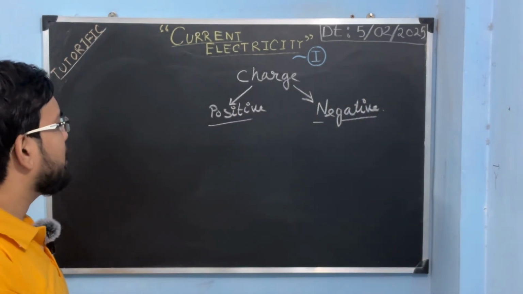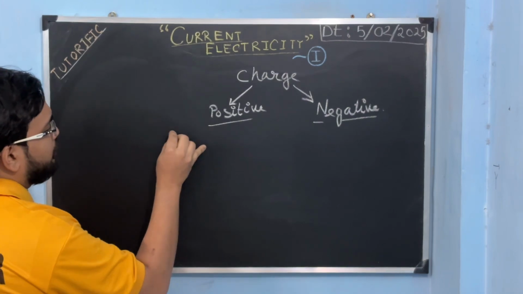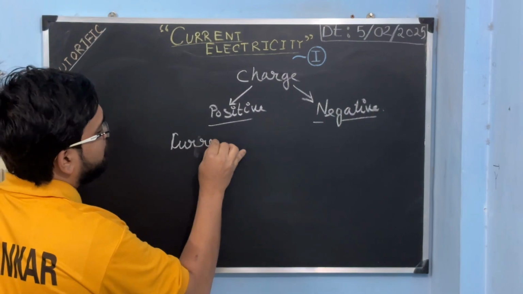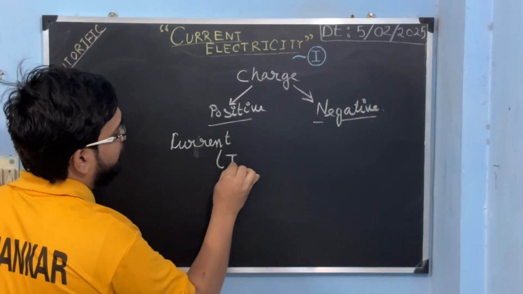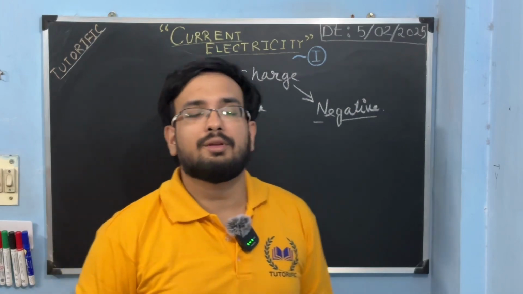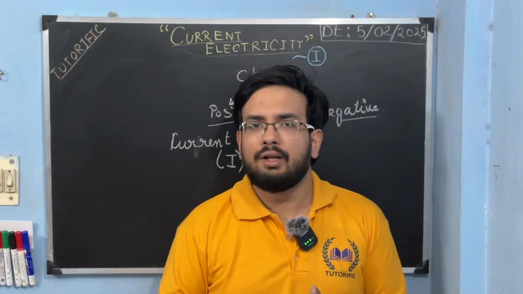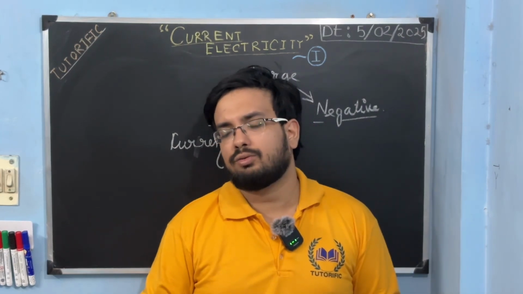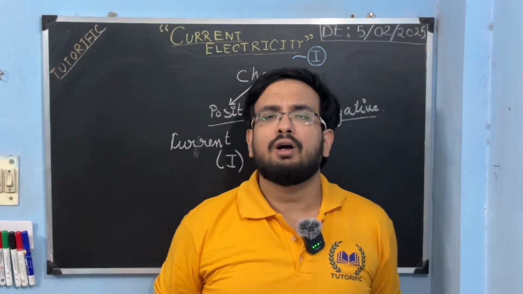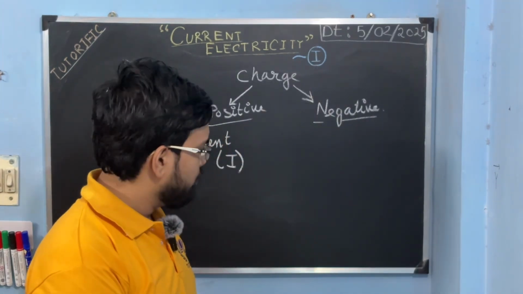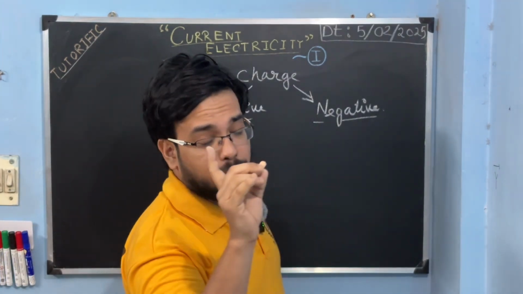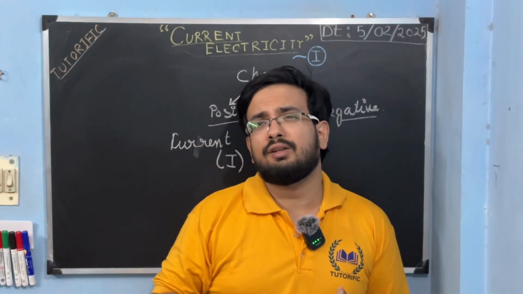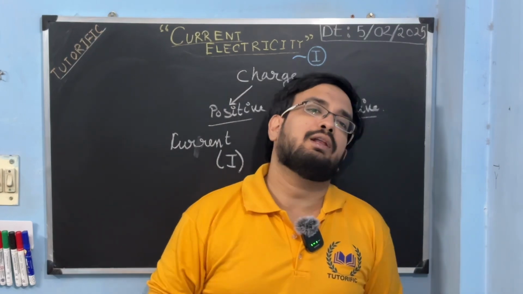Now, what is electric current? Current is represented by the letter I. Mathematically, current is the rate of flow of charges through a particular cross-sectional area of a conductor. Before that, what is a conductor? A conductor is something that facilitates the flow of electric charges through it.